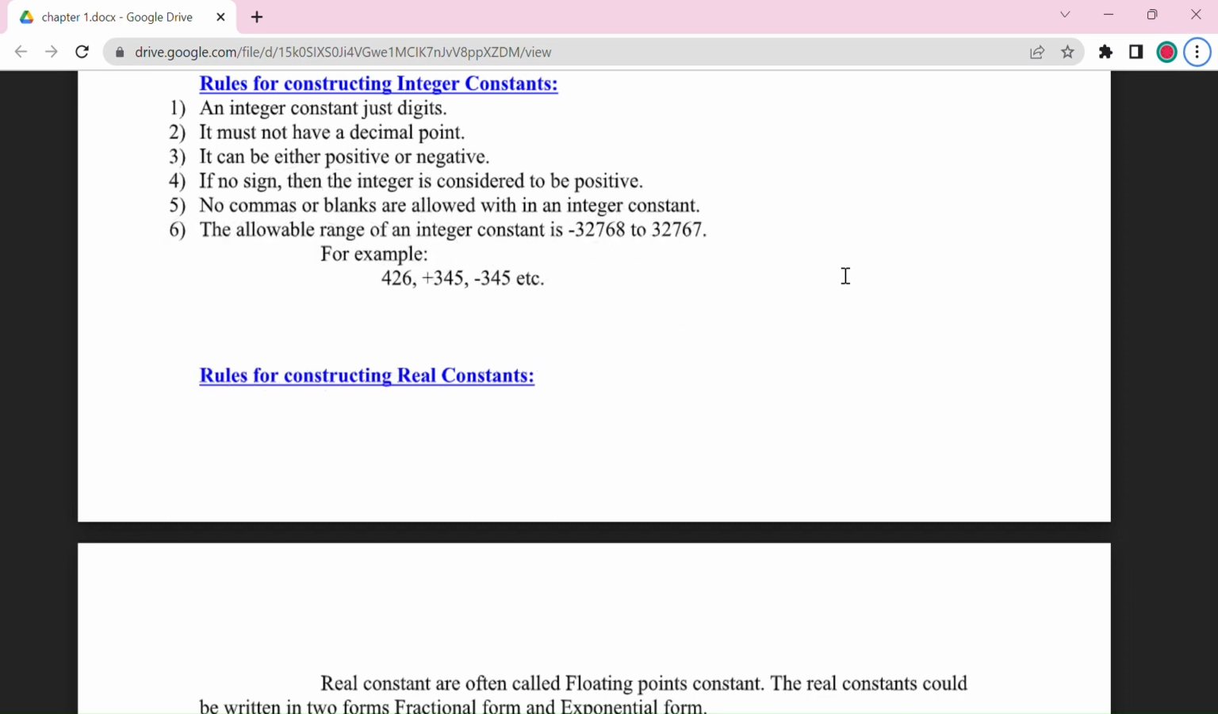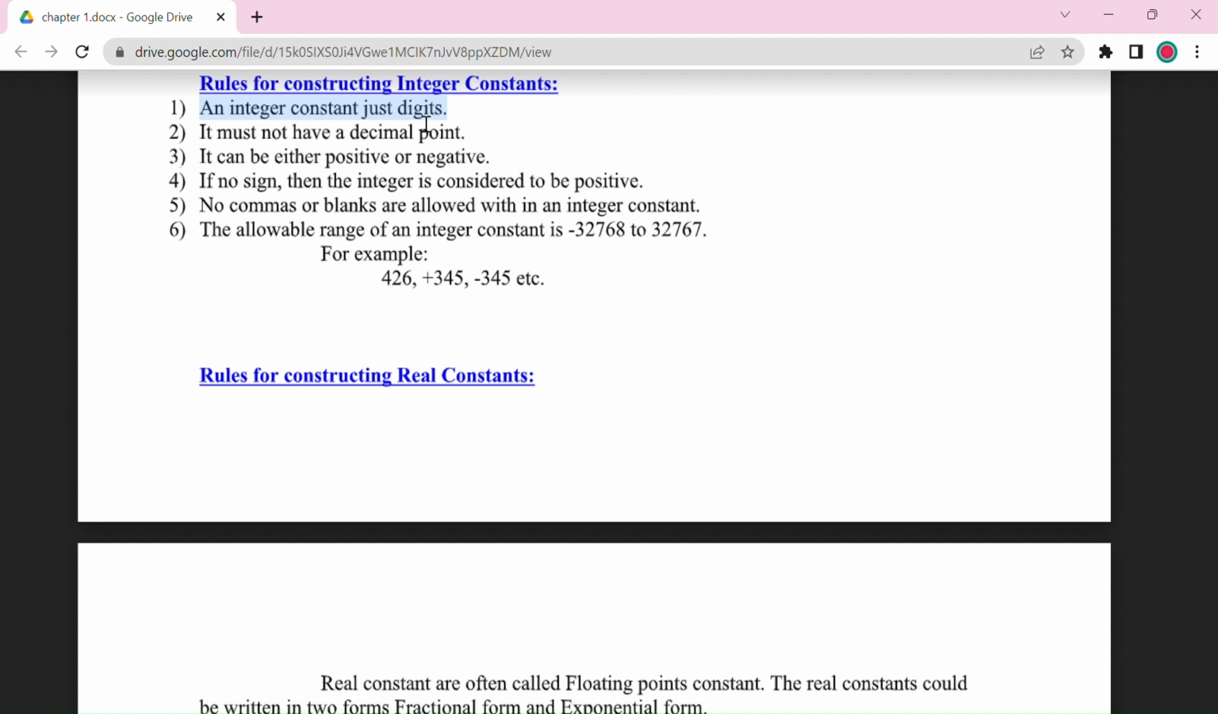So now we're going to be discussing the rules for constructing integer constants. These are just some basic rules. There's no rocket science in it. It's really simple. We're just going to take a look at it, and make sure you remember that, okay? Now, the number one rule is that an integer constant must be just digits, and that's really obvious.